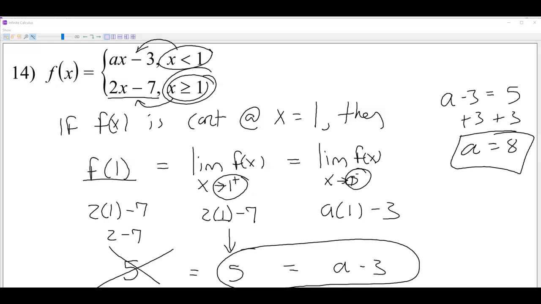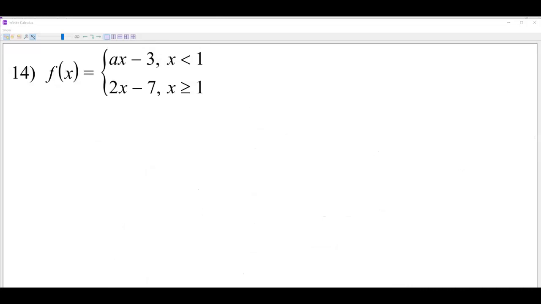So basically, you could probably just skip this step, even though that's usually what you're supposed to do when you do continuity. But for these types of problems where you're trying to find the missing letter, you can do the limit from the left and the right only and just make them equal each other and solve. All right, let's go ahead and take a look at the next one.